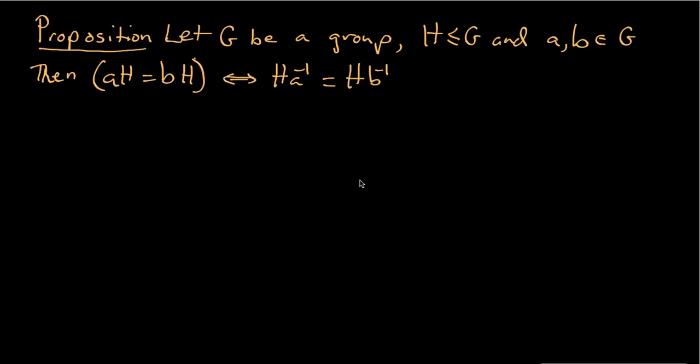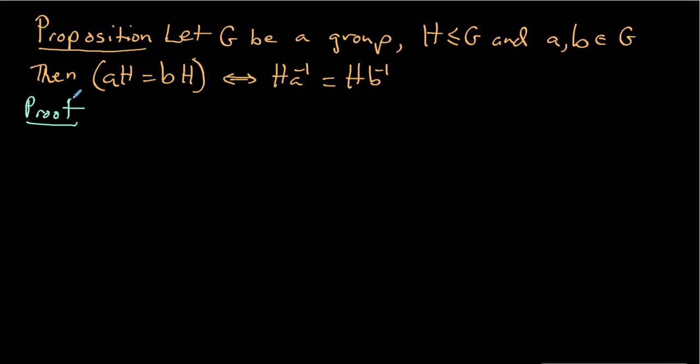In this recording, we're going to look at proving the proposition that if G is a group and H is a subgroup of G and A and B are elements of G, then their left cosets are equal if and only if the right cosets for their inverses are equal. And what we're going to do is get some stuff set up. So first of all, let's think about how we might go about proving this.